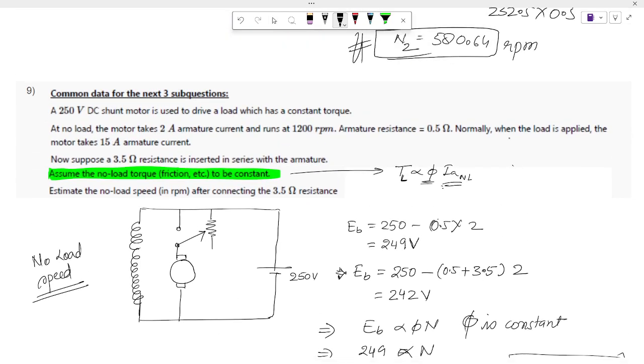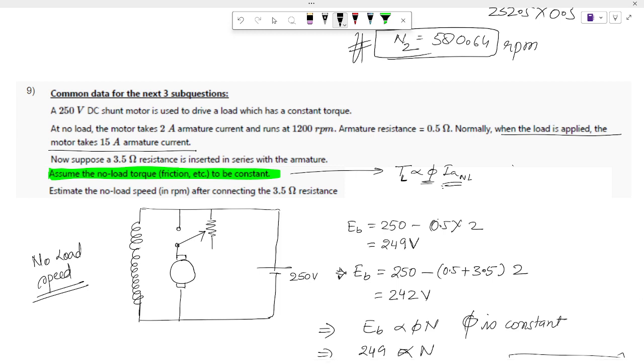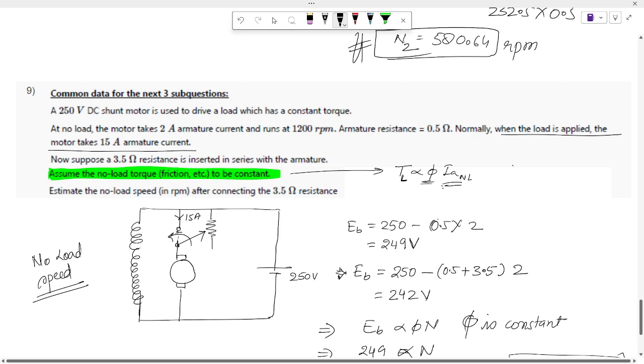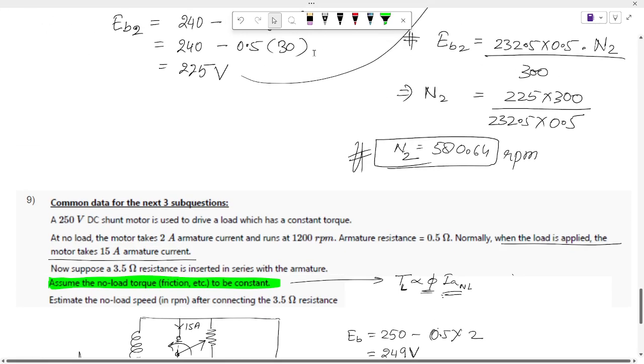Initially they had given that when load is applied, the motor takes 15 ampere armature current. Now with respect to this we need to think. When this was the condition, let's say it was closed like this, then the armature current was 15 ampere, under the loaded case. Now we have added some external resistance, so Ia will change. What to do now? We can find EB.